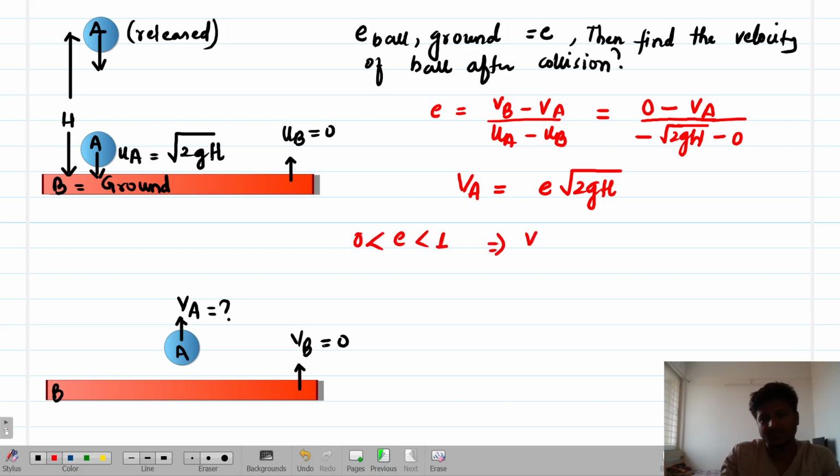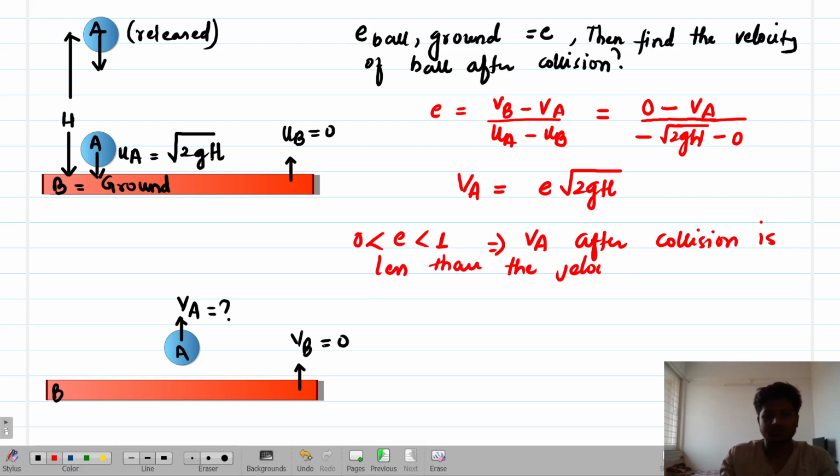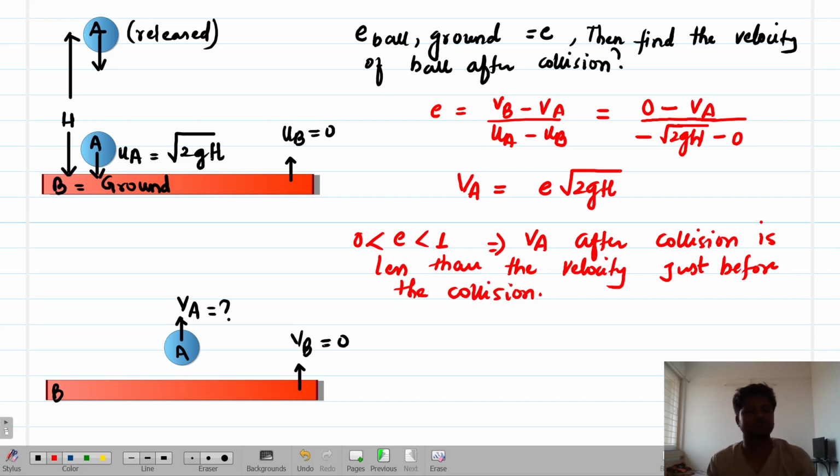So that means V of A after collision is less than the velocity just before the collision. Are you able to get me or not?